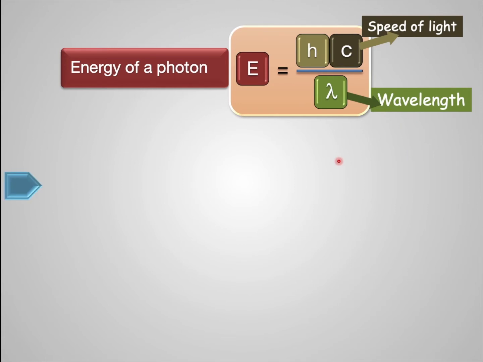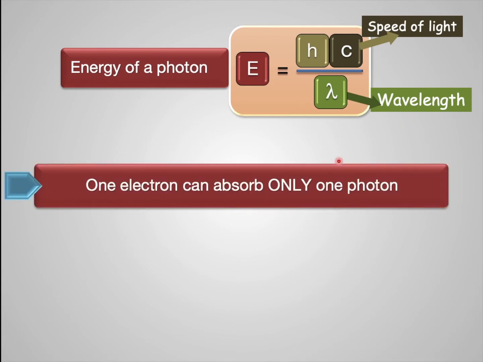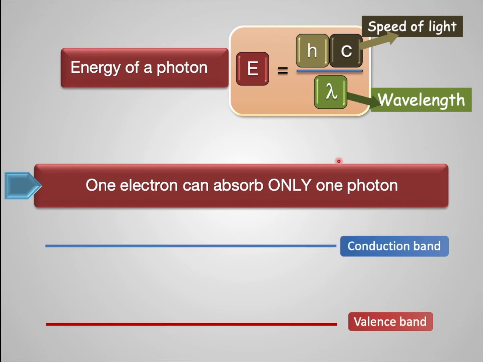And the third point of this theory is one electron takes only one photon. This means electrons cannot collect photons, because you already studied that atoms contain energy levels. In a solid, there are only two energy levels, valence and conduction. Valence means the last shell in the atom. Conduction means you are out of the atom. Conduction means the electron has gone out of the atom.